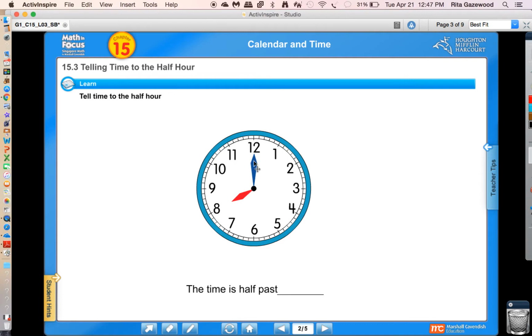So help me count my fives. 5, 10, 15, 20, 25, 30. Now it's half past 8 o'clock. That's right. So we would say half past 8 o'clock, or we could say 8:30.